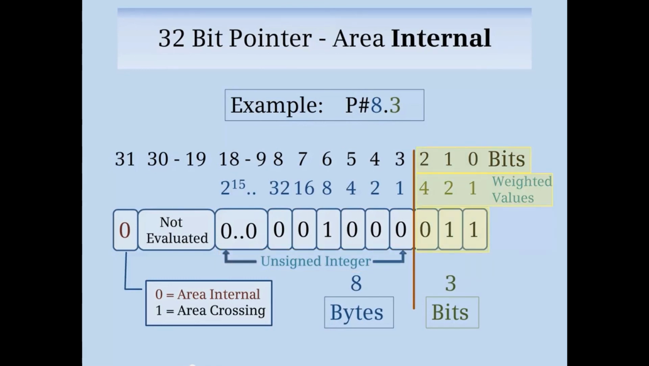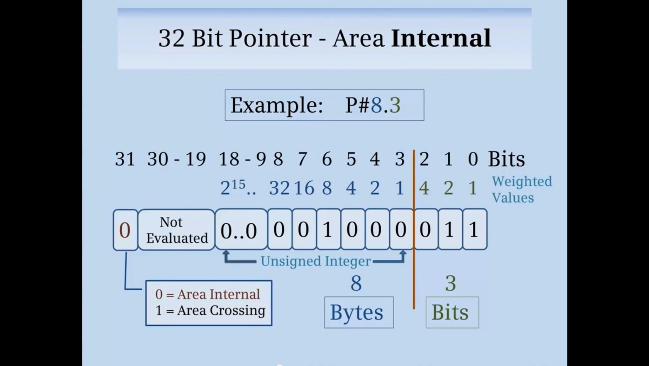Bits 0 to 2 have the weighted values 1, 2, and 4. The minimum value can be 0 and the maximum value 7, which corresponds to the bits of a byte. The weighted values start over for bits 3 through 18, which contain the byte part of the address. The byte address range is from 0 to 2 to the 15th power. If bit 31 of the double word is 0, the pointer is area internal, and if it is 1, it is an area crossing pointer.